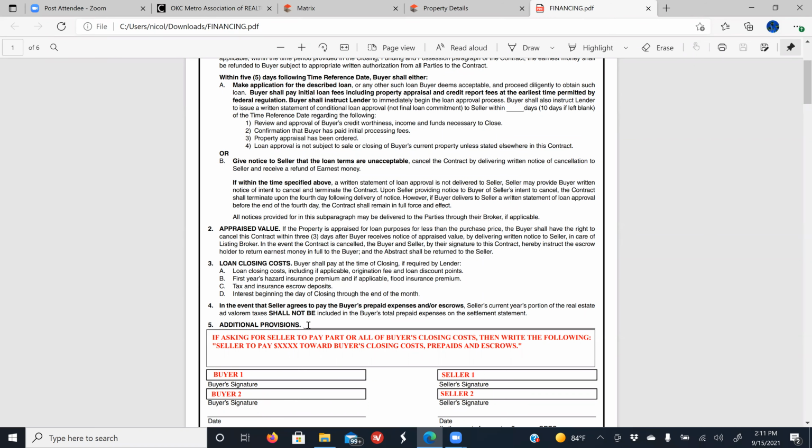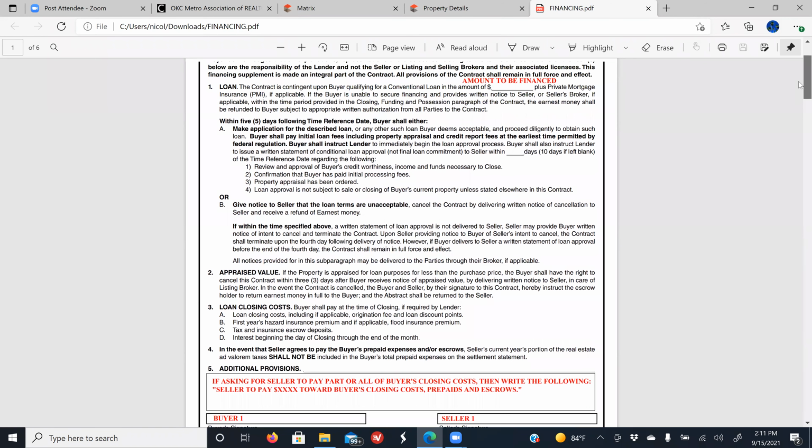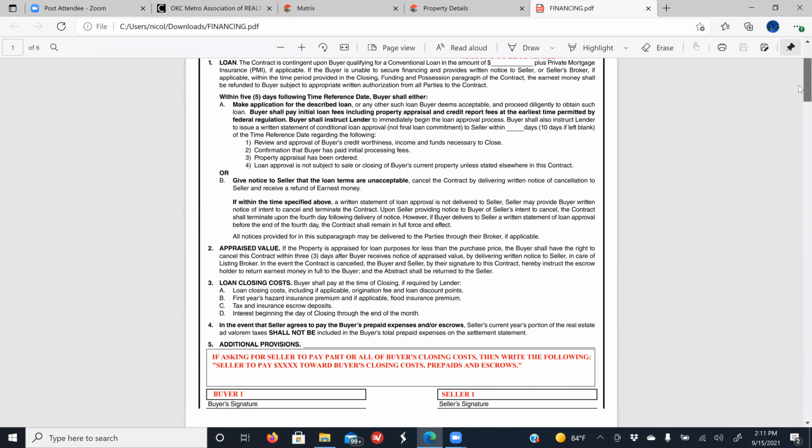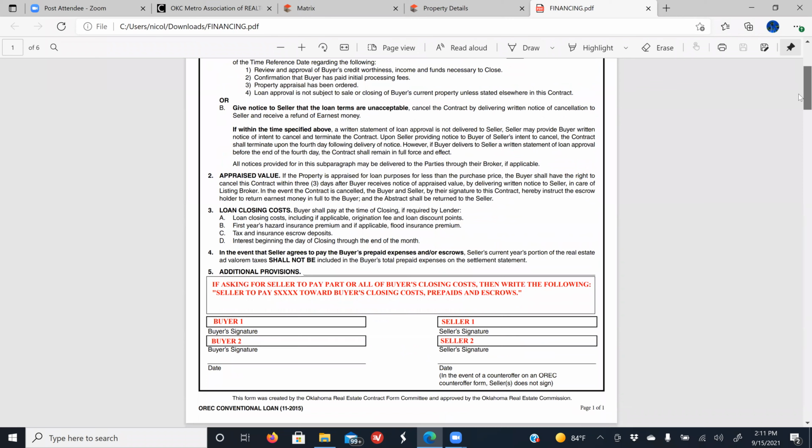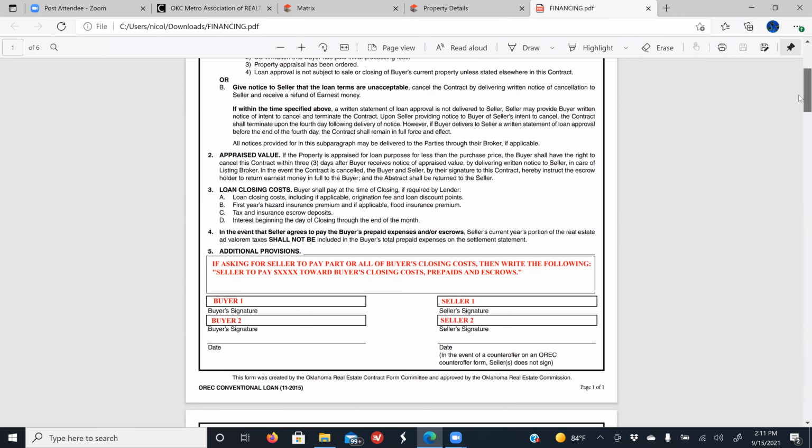So the conventional loan form is simply one page, very straightforward. We write the amount to be financed at the top. It already addresses the appraisal value. It already addresses closing costs. And if you want to ask for closing costs, you must write it into the additional provisions. The buyer signs at the bottom and the seller signs at the bottom if they're accepting the contract as is.